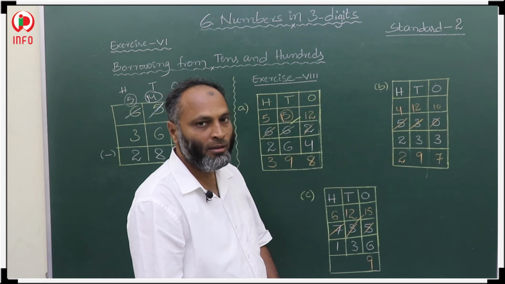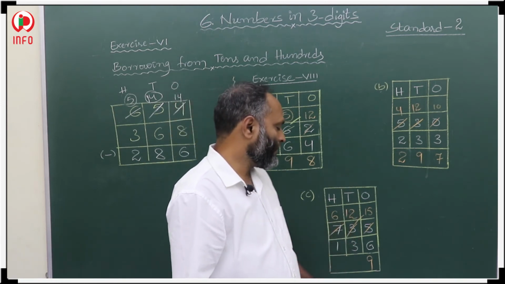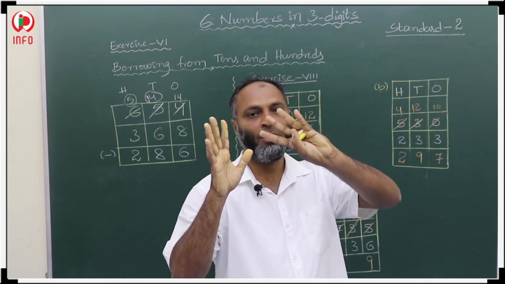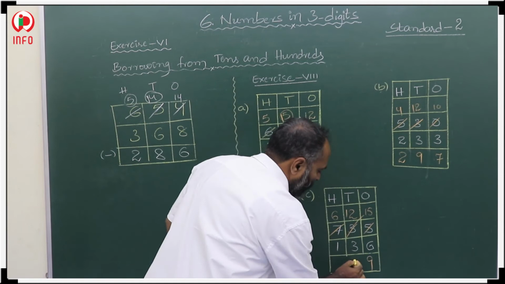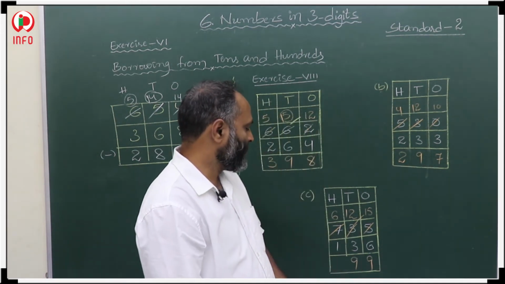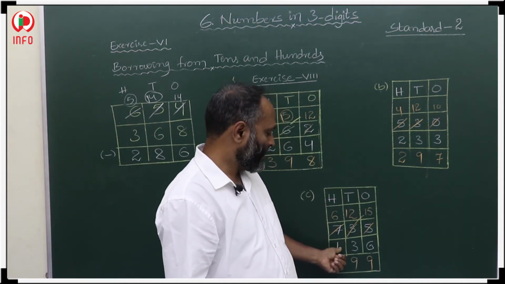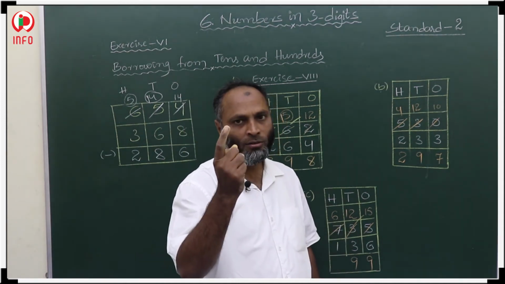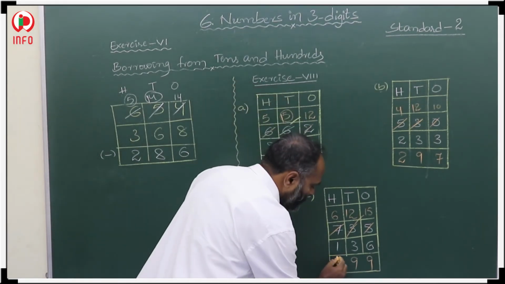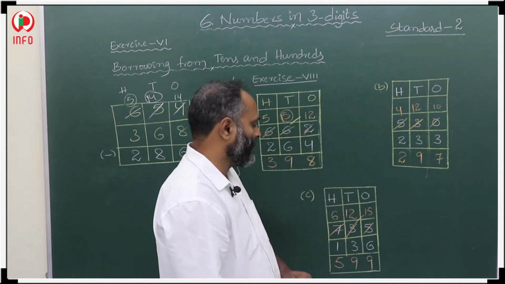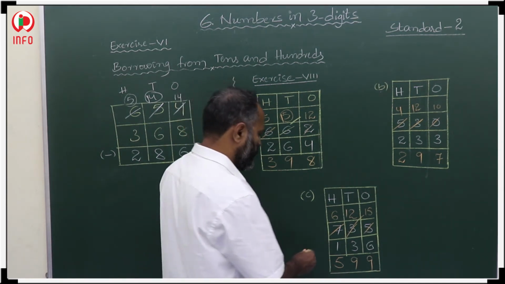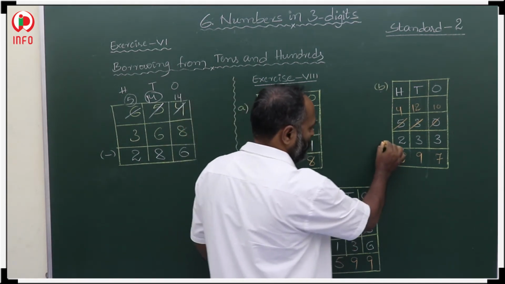12 minus 3. So from 3 to 12 we have to count. 4, 5, 6, 7, 8, 9, 10, 11, 12. Total 9 fingers. 9 here. Then 6 minus 1. 6 minus 1, how much? 2, 3, 4, 5, 6. 5 fingers. So the difference is 5. So in this way we have to find the difference and calculate our minus. These all are minus sums.